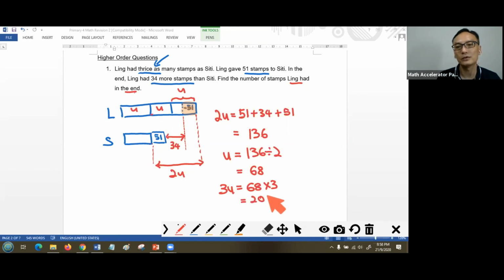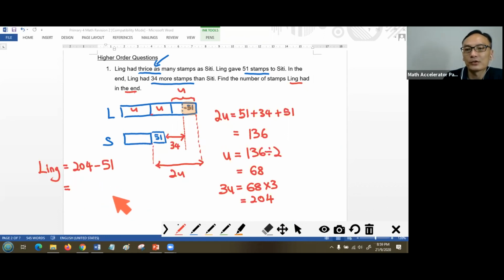Two, zero. Okay, thank you, Julia. Julia got it. 204, right? So Ling used to have 204, but she gave 51 away to Siti. So how many stamps does she have in the end? Right? So if you do your subtraction, we see a lot of correct answers already. Dira, Lloyd, and so on. Jana, you got it. So 153, right? You should get 153. Okay, 153 is the answer. How many of you have 153? Let me know.